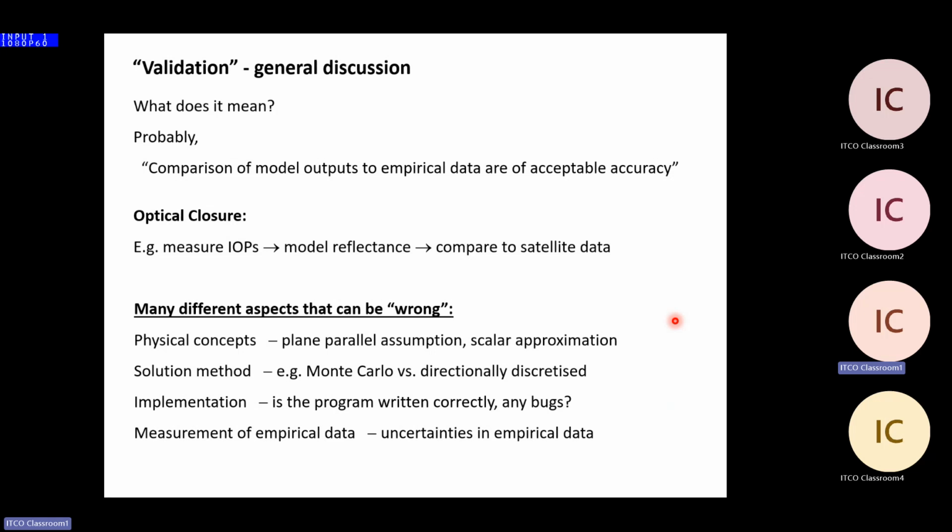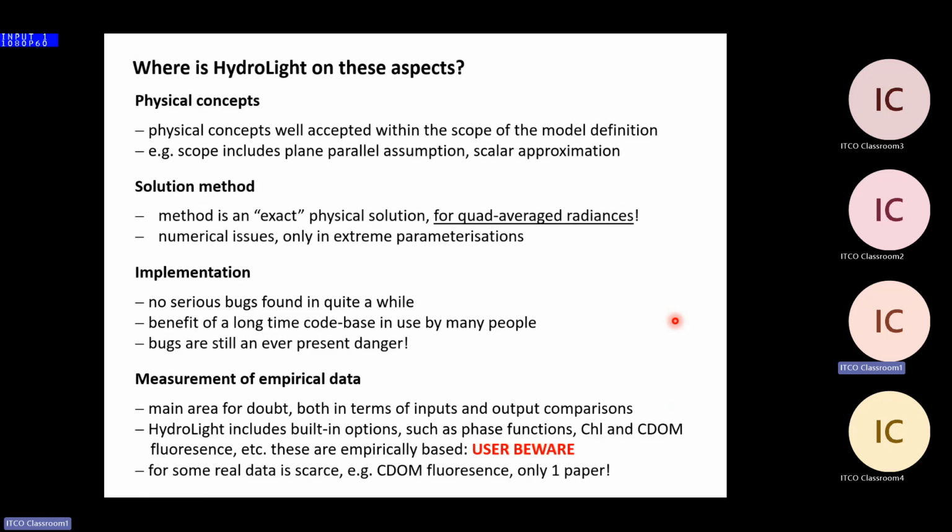There's the implementation of the model. This is an important one. Maybe there's a bug in the model. Maybe something in the code is actually not right. It's basic, but it happens frequently, as anybody who's ever done any coding knows. And then finally, you've got the measurement of the empirical data. There could be uncertainties in your measurements of irradiances or whatever you're comparing against, or uncertainties in the IOPs that you've measured that you put into the model. So, empirical measurement uncertainties.